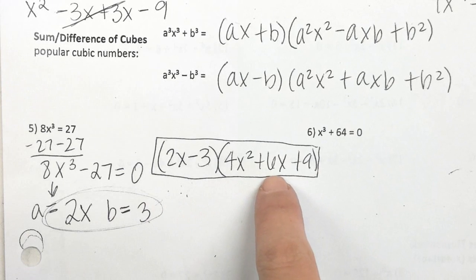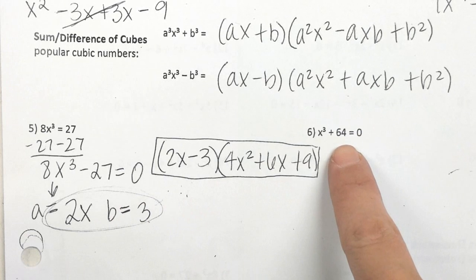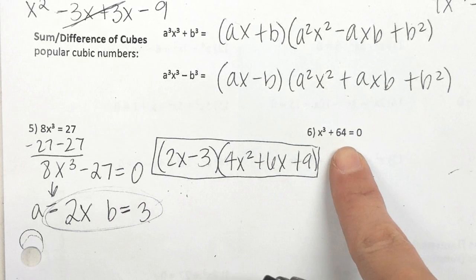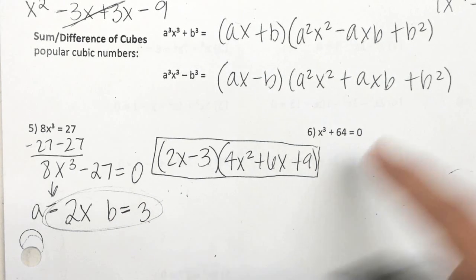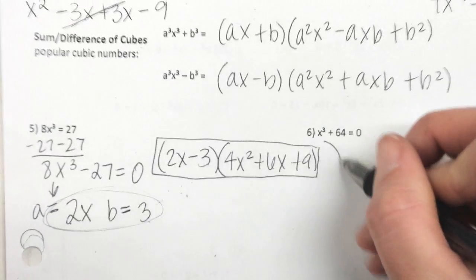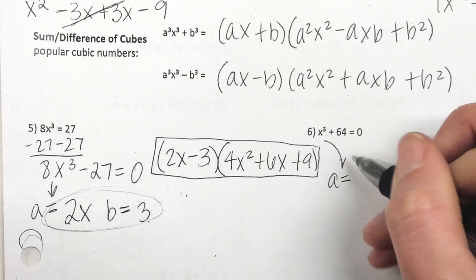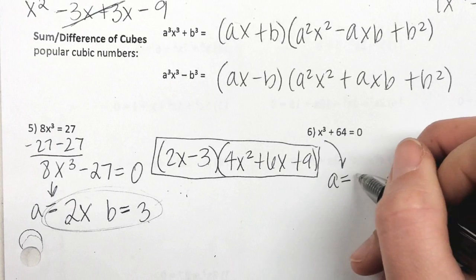If it's like number 6 where it's already on the same side, do you just... Yep, we can just jump right into finding A and B. So A in this case would be what? The cube root of x cubed. Good.